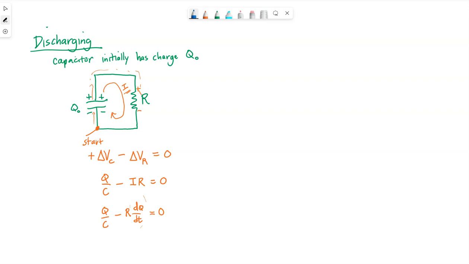The solution to that differential equation tells us that the charge on the capacitor plates as a function of time is equal to the initial charge that the capacitor has when this circuit is connected times e to the negative t over RC. It's an exponential function. If we were to graph charge versus time, it would start at a Q naught value and decrease exponentially to 0.